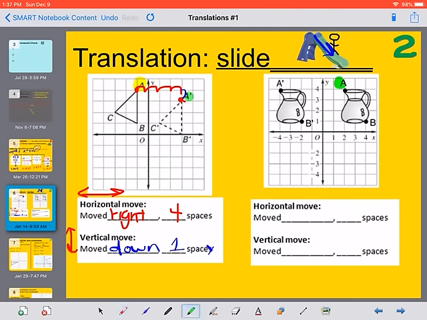So here we can see this was our original figure because there's no little tick marks or hash marks on the letters. This was our original, and it's moving over here. So horizontal, left and right, which way did our figure move? We're moving to the left, 1, 2, 3, 4, 5, 6. So moved left 6 spaces. And vertical move, did it move up and down? It moved nowhere. It moved 0 spaces. So we don't really need this word here because it didn't move left or right. If you want to write none, you could, but you don't need to.